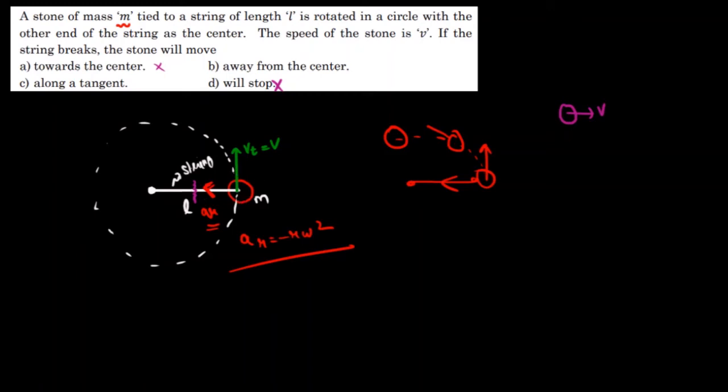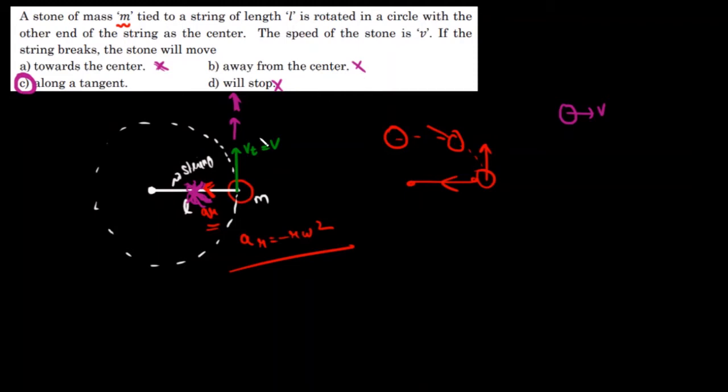So now the string is breaking. If the string breaks, what will happen to the mass? Obviously, the mass will travel straight without any issues. In this case, straight means tangential to the circle, along a tangent. So it will move along a tangent. So the correct answer is option C. It is not going to move towards the center, and it is not moving away from the center also.